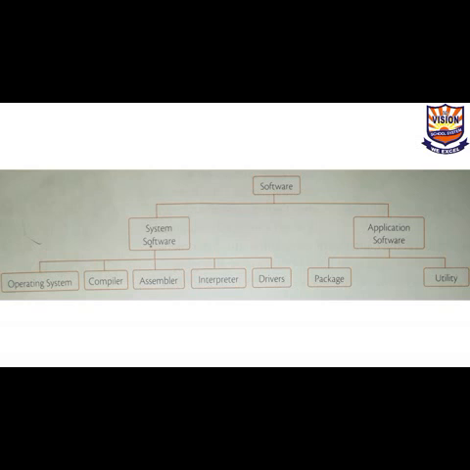A software can be divided into two main parts: system software and application software. And the system software is further classified into five main softwares, and these are operating system, compiler, assembler, interpreter, drivers. Application software is also classified into two main softwares. These are package and utility softwares.